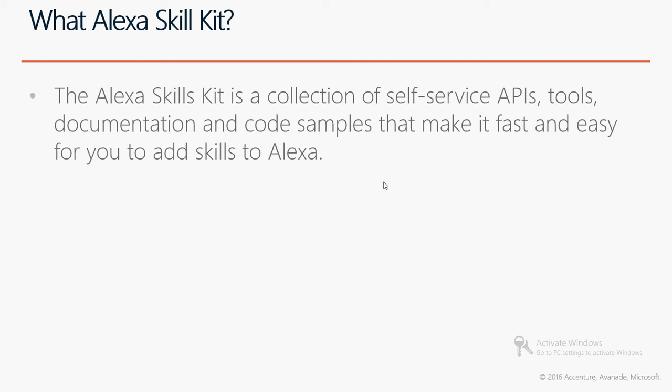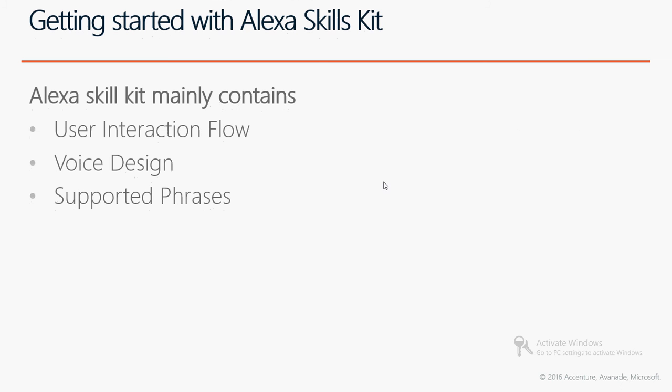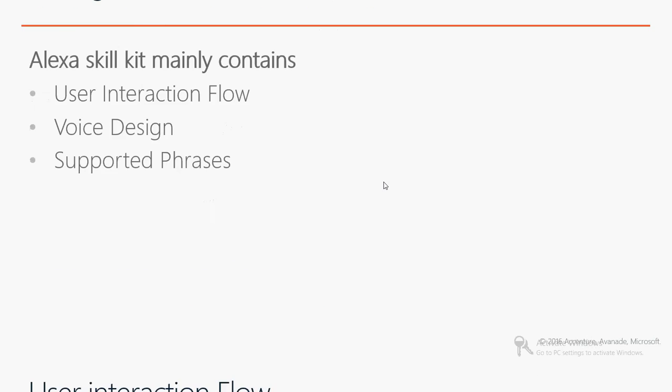What is Alexa Skill Kit? The Alexa Skill Kit is a collection of self-service APIs, tools, documentation, and code samples that make it fast and easy for you to add skills to Alexa. Alexa Skill Kit mainly contains user interaction flow, voice design, and supported phrases. Let us move on to user interaction flow.